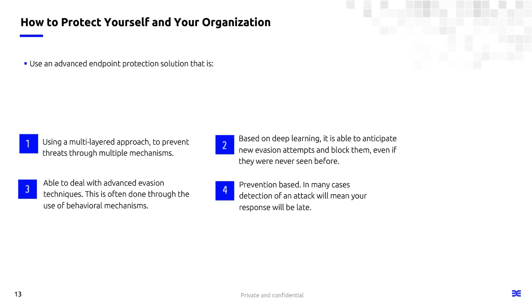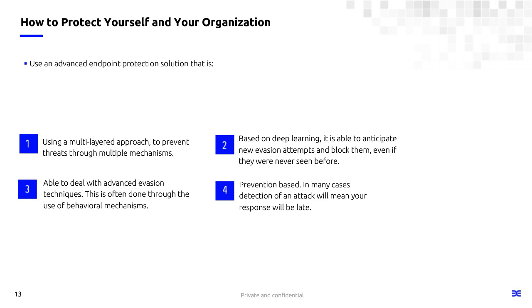The second point you should make sure of is that your solution is based on deep learning, because through that it is able to anticipate new evasion attempts and block them, even if they were never seen before. This is due to the predictive nature of deep learning. The third point is that you should make sure your solution is able to deal with advanced evasion techniques. This can be done through many methods. However, it's often done through the use of behavioral mechanisms.